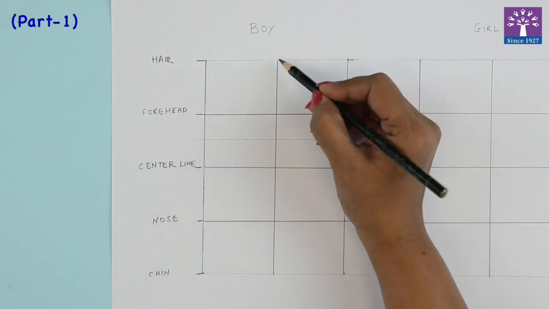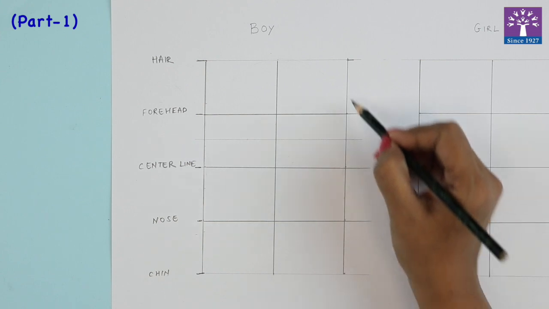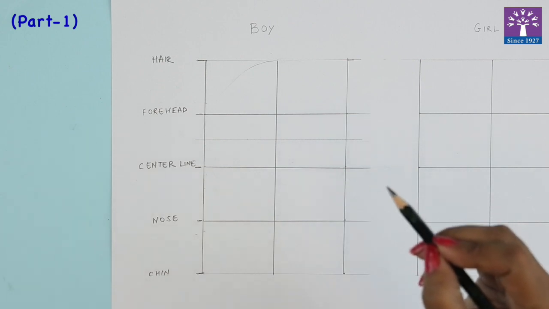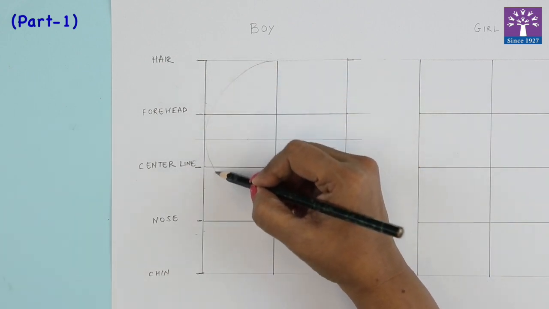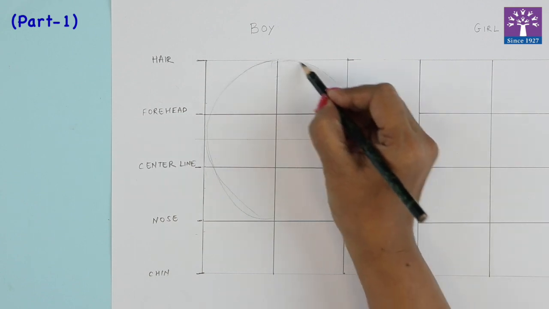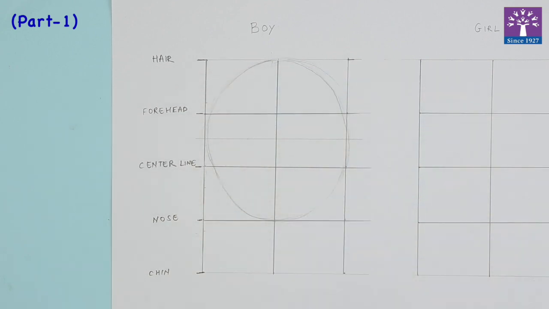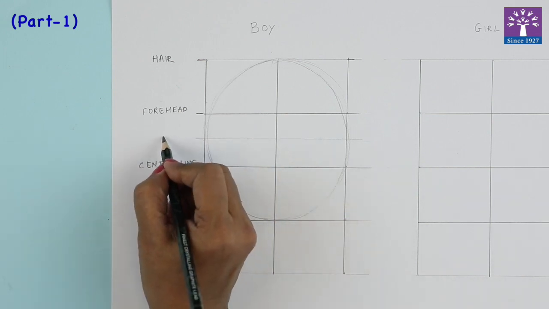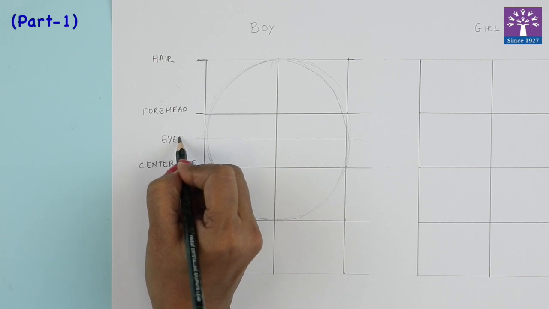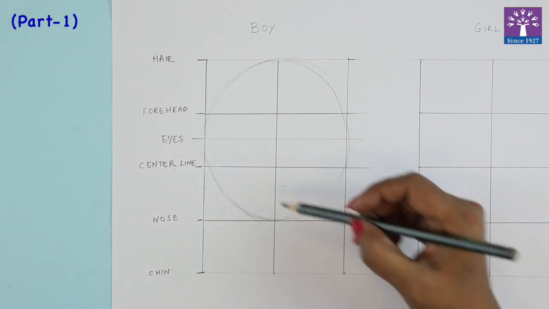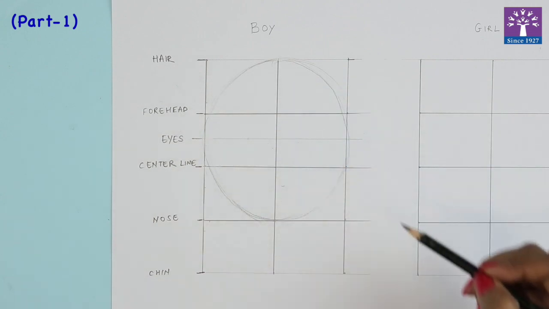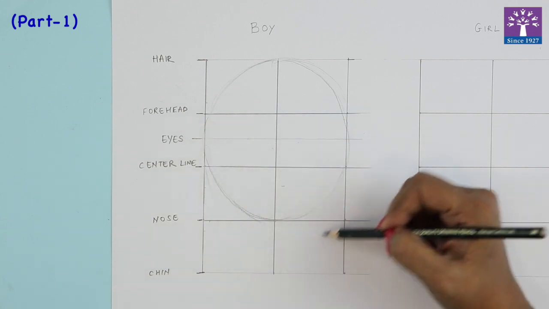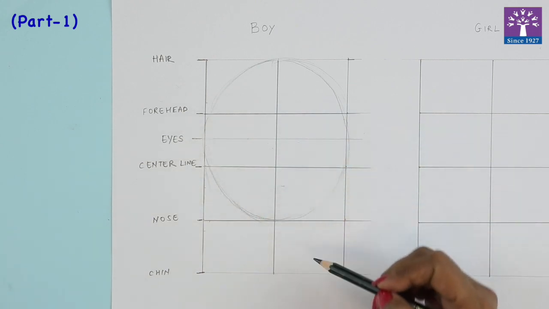Till this nose line and the hairline, we will draw an oval shape. Very lightly draw an oval shape. Now this line will be the line for our eyes. After we finish drawing this oval shape, we will draw a U shape like this. So that will be the chin or the face.